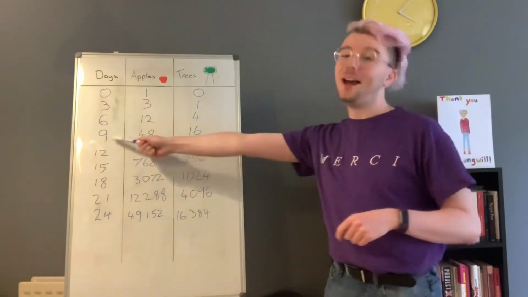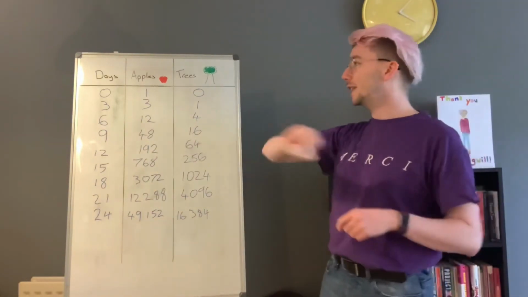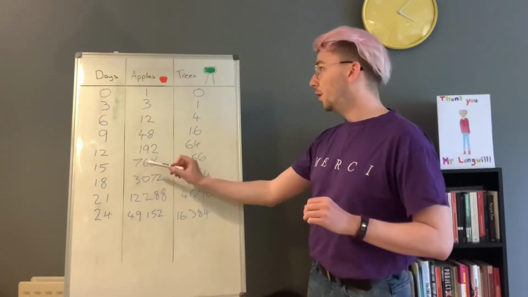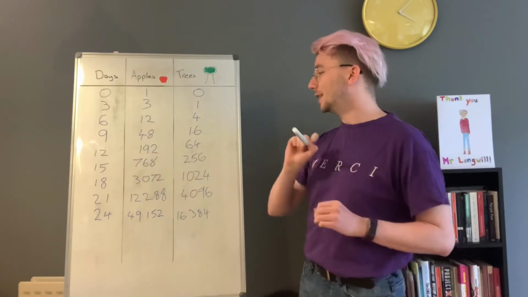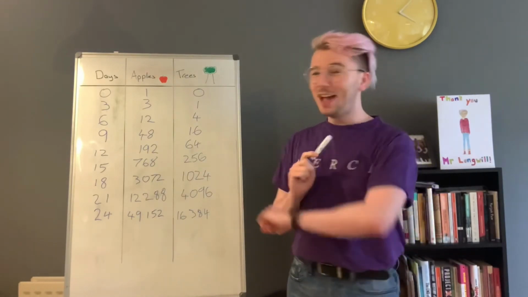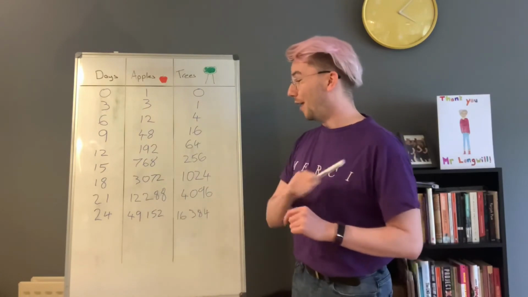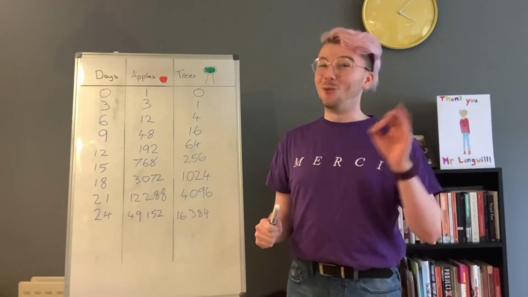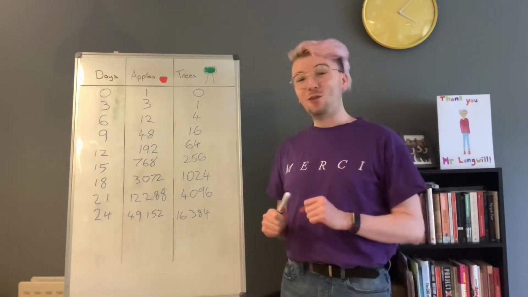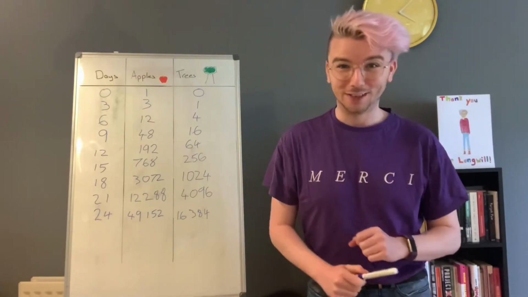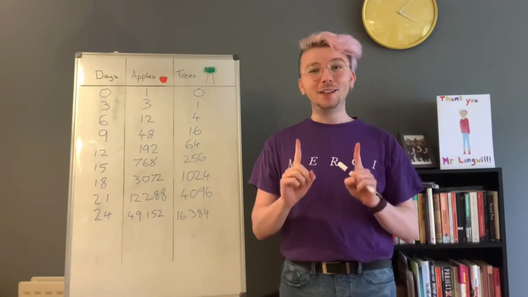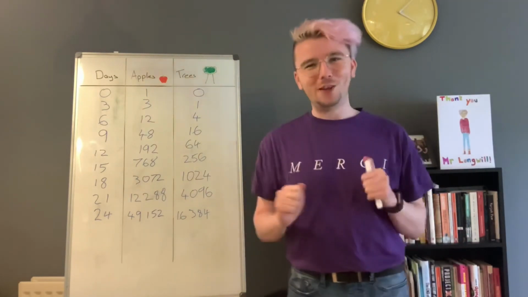So again, to go over the solution to all three of the problems, for our mild problem, after 9 days, we'll have 48 apples and 16 trees. For our medium problem, we will have 768 apples and 256 trees. And for our hot problem, we will have 49,152 apples and 16,384 trees. Very difficult maths, I know, but it's always good to challenge yourself.